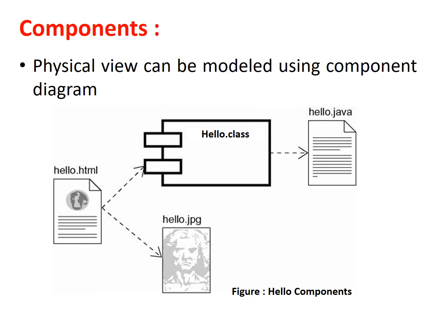You can model the physical view using the component diagram. Each of the icons in this figure represents a UML element in the implementation view of the system. The component hello.java represents the source code for the logical class hello, so it is a file. This source code is transformed into the binary object hello.class by a Java compiler.